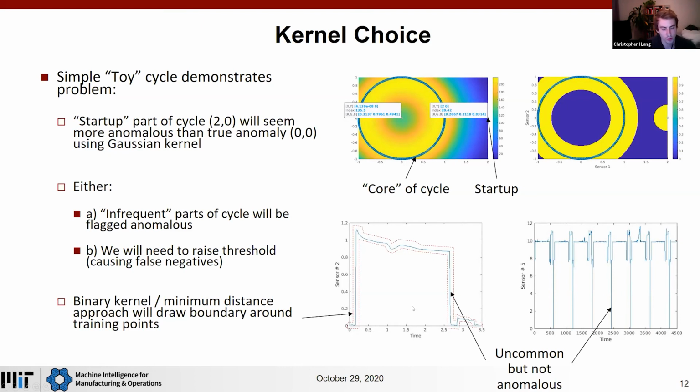So this is the approach, or the choice of kernel that I ended up using, just because it is so common to see very uncommon parts of a manufacturing cycle for specific sensors that we don't want to flag as anomalous, but will happen every run.